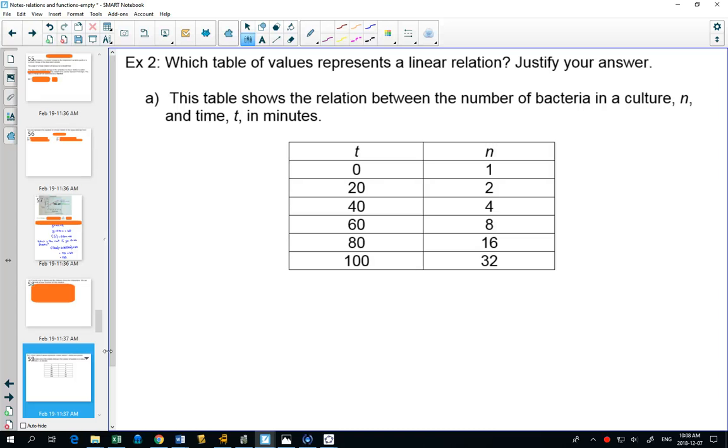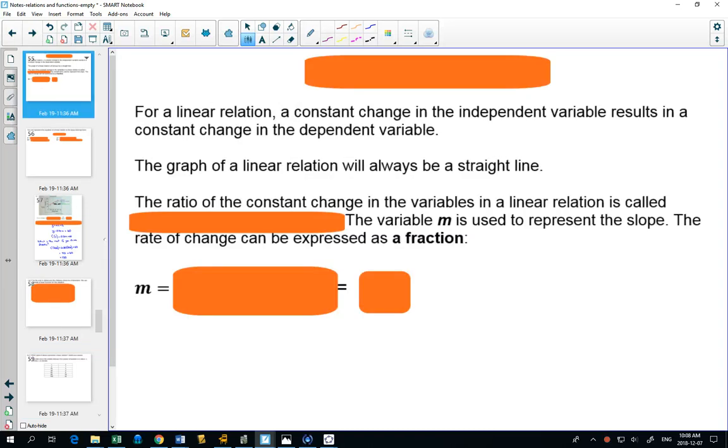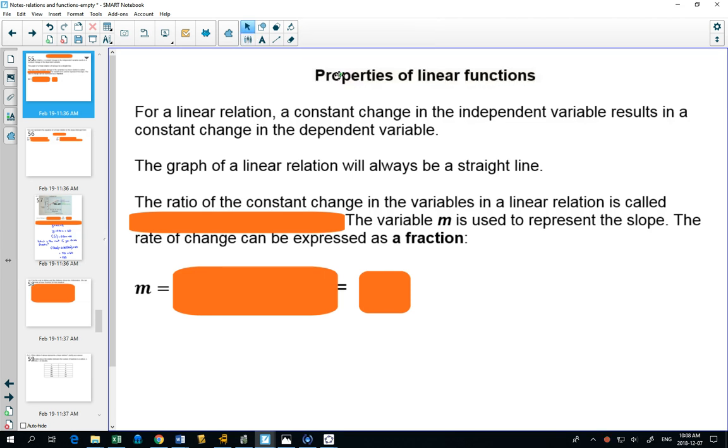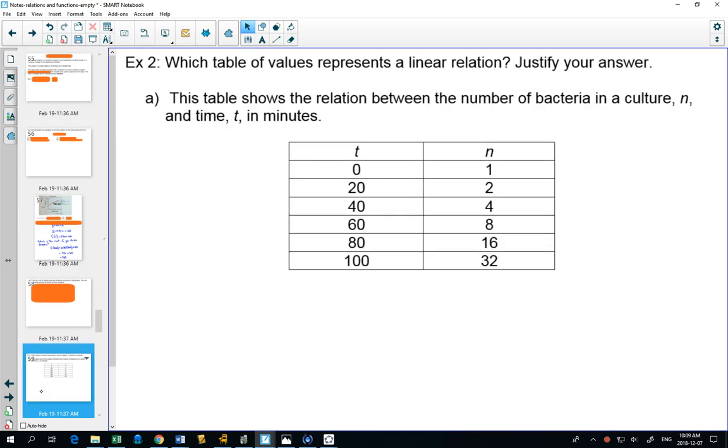So if we go back to our initial definitions of what it means to be a linear function. So this was before, what does it mean to be a linear function? A linear function says that a constant change in the independent variable should result in a constant change in the dependent variable. So let's look at our chart.